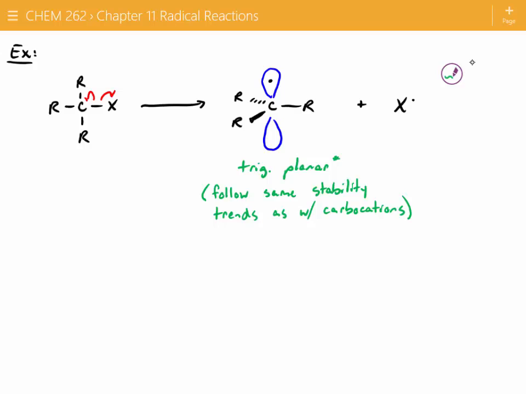All right. With resonance structures of radicals, we have to pay particular attention to our electron pushing arrows. So let's quickly go over resonance structures for radicals.